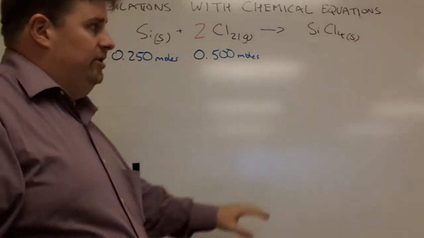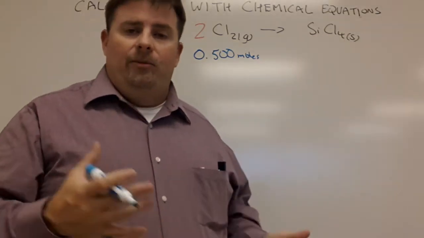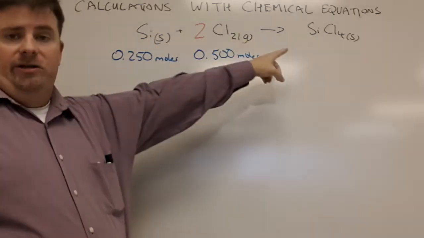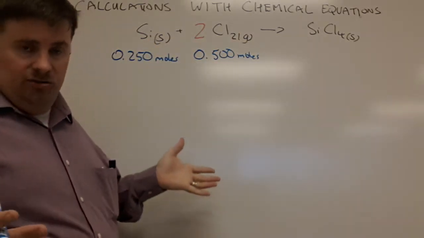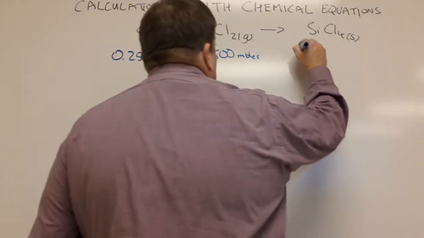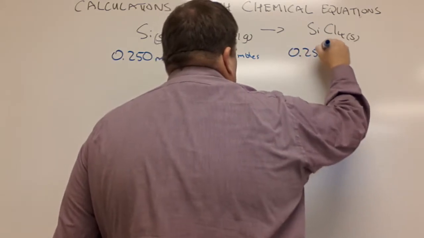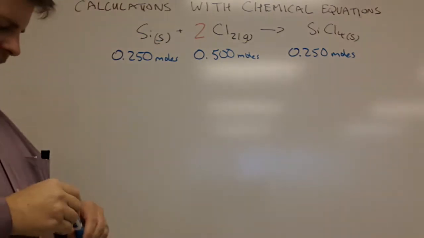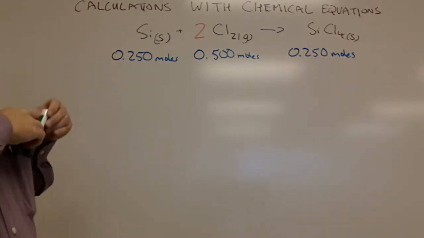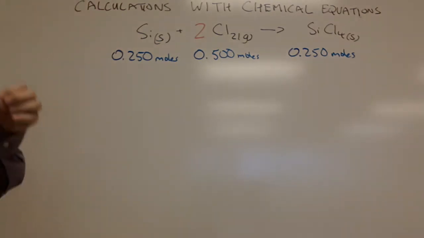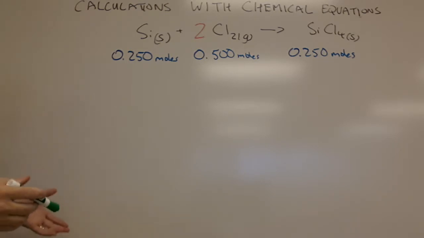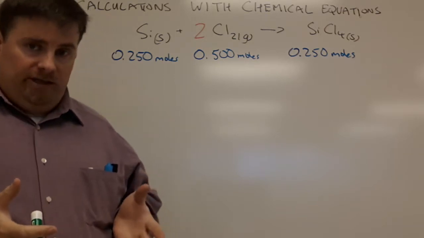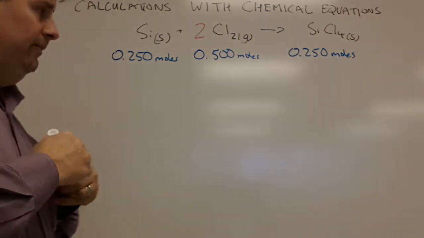Now what about over here with silicon tetrachloride? How many moles am I generating? Well, the ratio between silicon and silicon tetrachloride is the same, so this is going to be 0.250 moles. Now the question I want to ask myself is how much does each one of these weigh? To find this, I'm going to use the atomic masses to find formula weights for all of these different compounds.